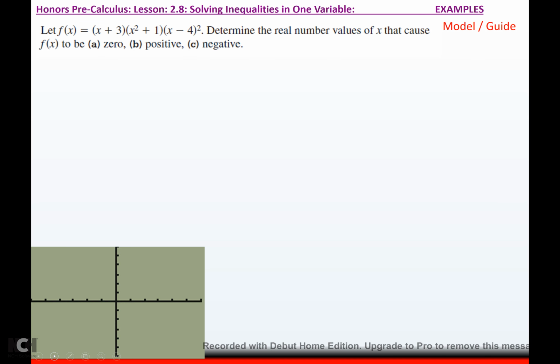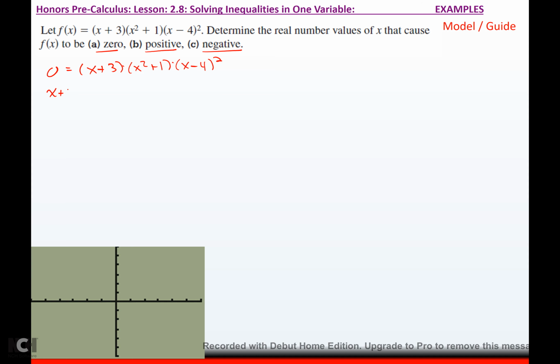Here's the same function that was just on the other page. Okay, it says determine the real number values of x that cause the function to be 0, to be positive, and to be negative. So when you're trying to figure out when it's 0, you set it to 0. And you solve. This is a zero product property.